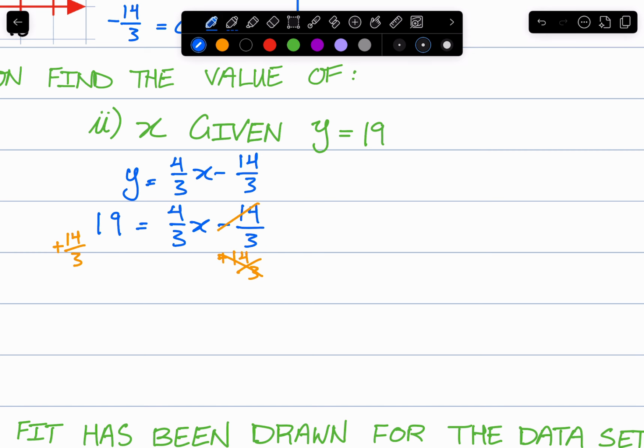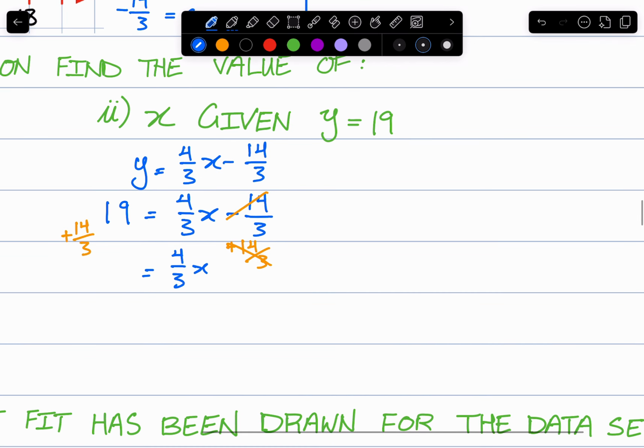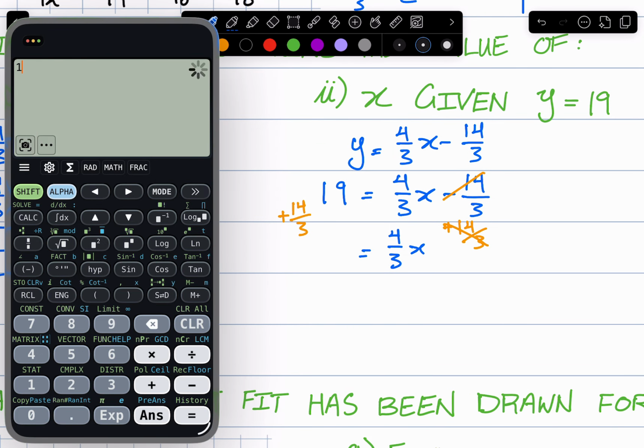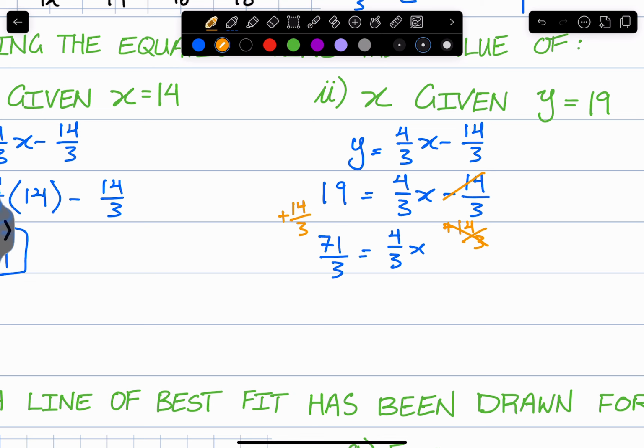This cancels out this on the right-hand side, notice how these are now gone. We still have 4 on 3x. And on the left-hand side, we're just going to evaluate that. So 19 plus 14 on 3 gives us 71 on 3. And then from here, we are going to divide by 4 on 3 on both sides. This gets rid of the 4 on 3 and leaves us with x on its own.